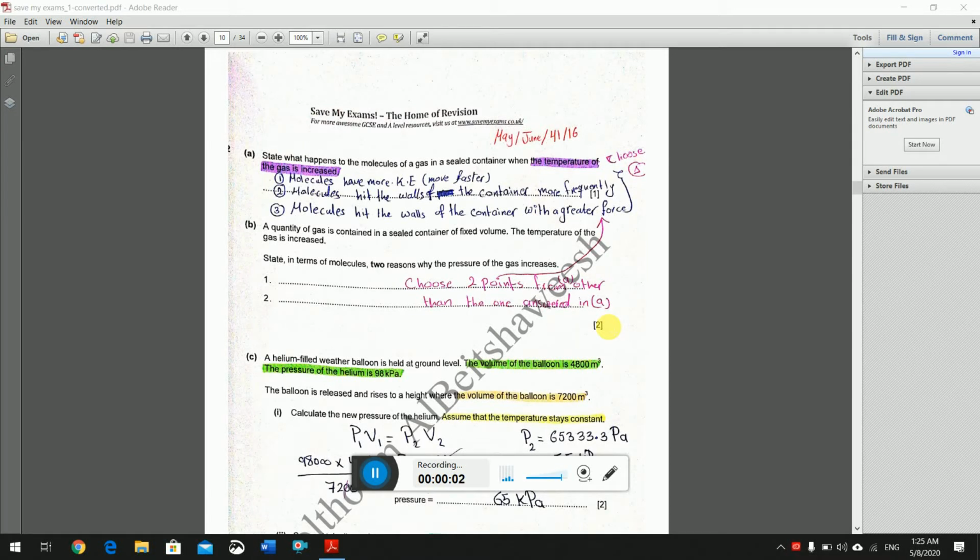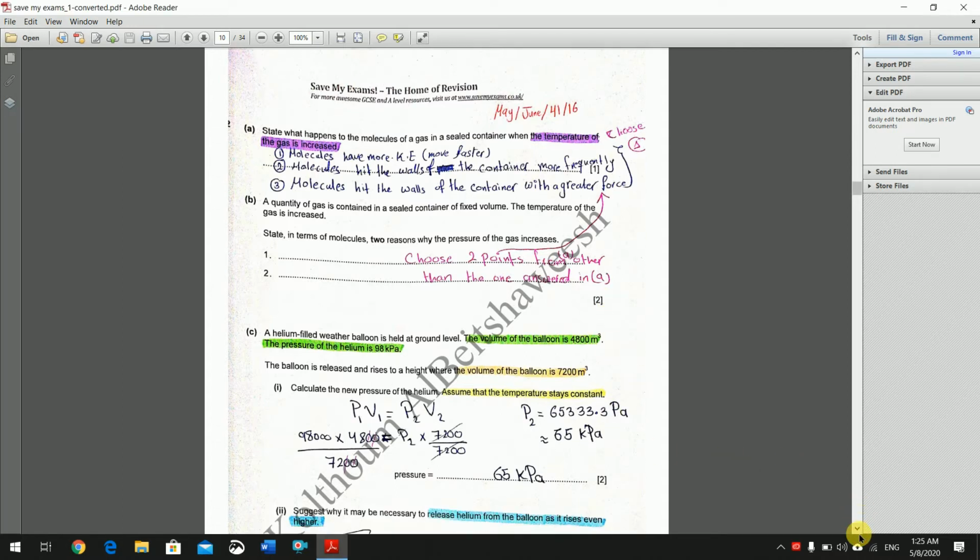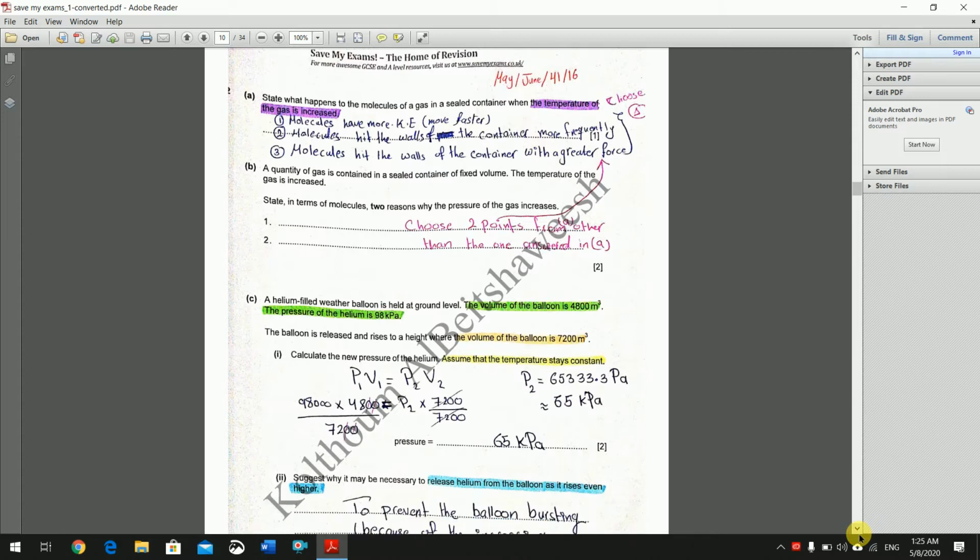Hello, boys and girls. Today we're going to solve some of the past papers that are also related to the thermal physics topic. Now, let's start with this question. Just to remind you, the index up here in each page represents the year the past paper was taken from. So this is from May, June, paper 4, variant 1 for the year 2016.